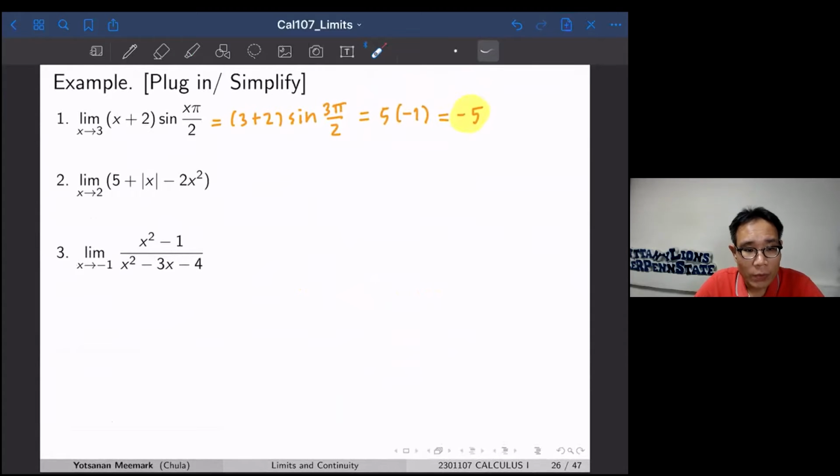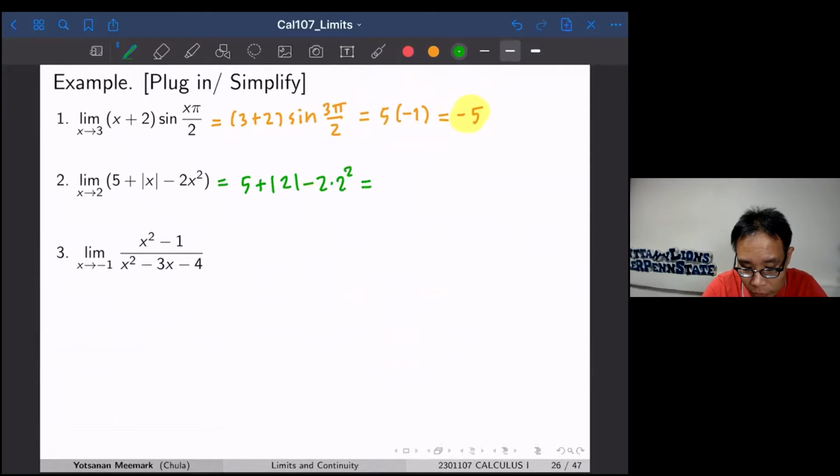The next example is about absolute value. For this one, you first try to plug in. You have 5 plus absolute value of 2 minus 2 times 2 squared, and you are able to just plug in. So you get 5 plus 2 minus 8, which is negative 1 total. So this one is just finding the limit by plugging in.